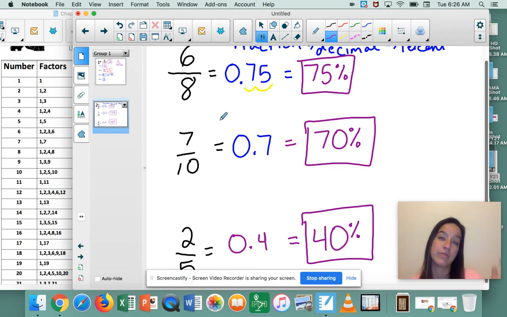We've done fractions to percents, percents to fractions. And that's what you're going to be practicing today on Schoology. So you're going to go to Schoology and you're going to complete your homework. That is fractions and percents homework.